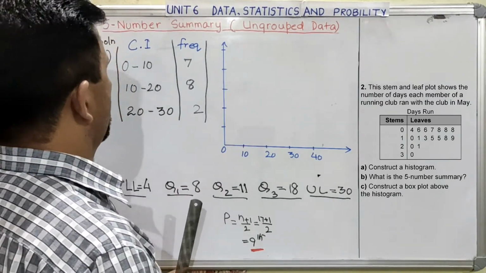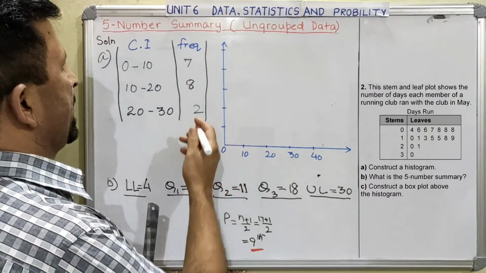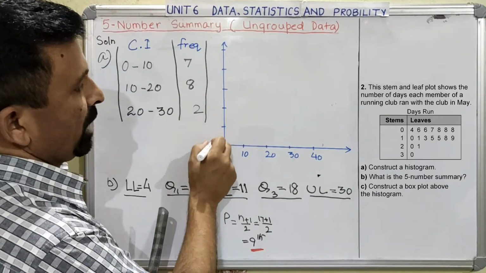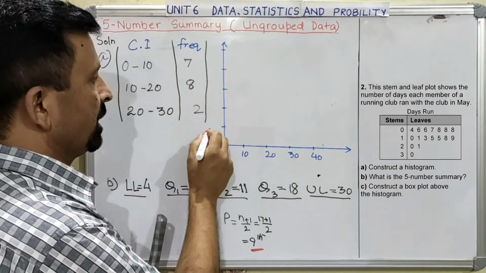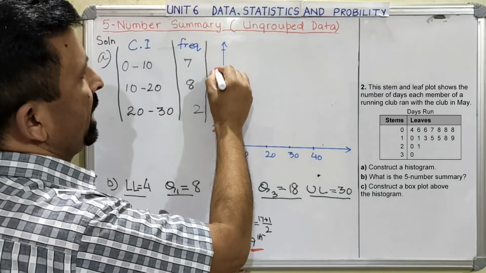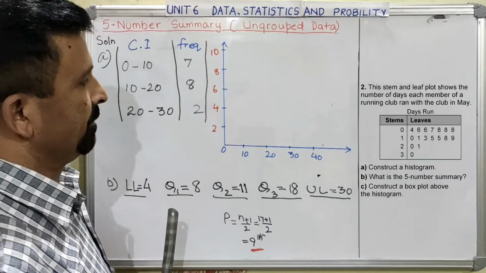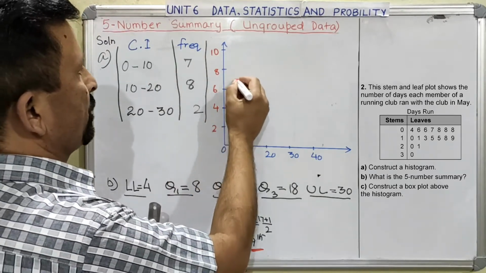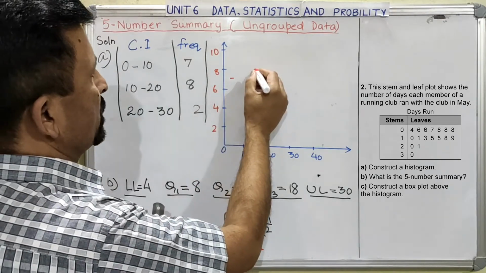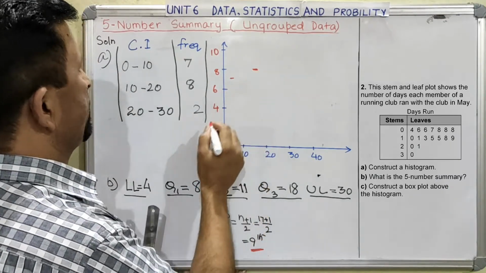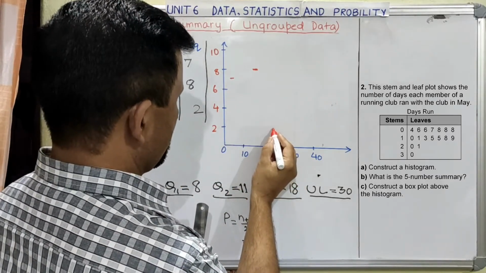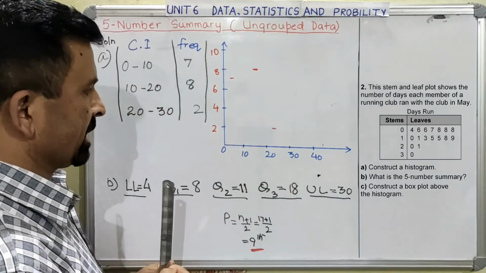Now for the histogram, the height is from 0 to 10. Here I am taking the scale as 1 unit equal to 2. So this is 2, 4, 6, 8 and 10. Now the height of the first column will go up to 7. Then another height will go up to 8. First of all I am just marking, and then the third will go up to 2. After this, drawing the lines will be easy for me.